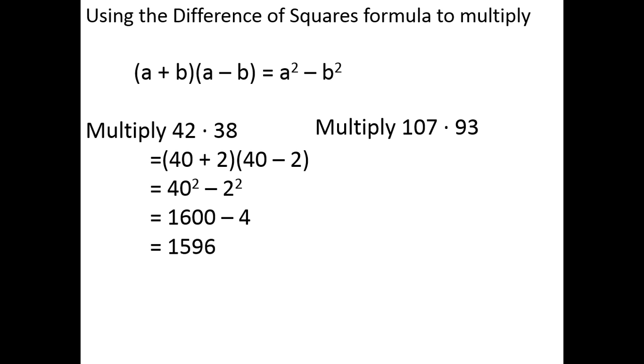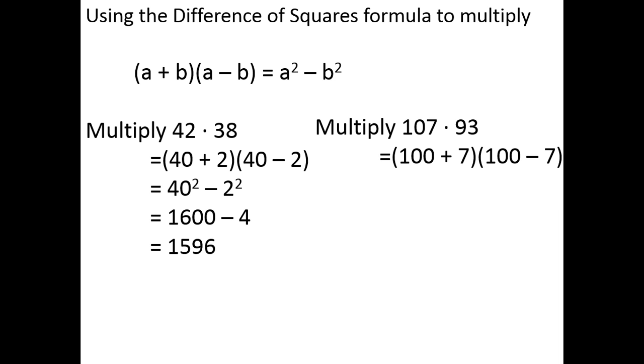Look at one more example of this. Now remember, this only works when we have two numbers that have a number right in between them that's a friendly number. That would be a number that ends in 0. So if we want to multiply 107 times 93, we're in luck because there is a friendly number exactly in between 107 and 93. That's the number 100. That lets us rewrite 107 as 100 plus 7 and lets us rewrite 93 as 100 minus 7.